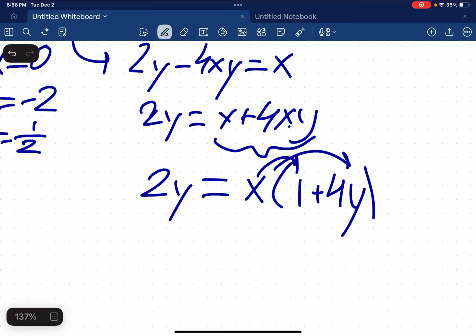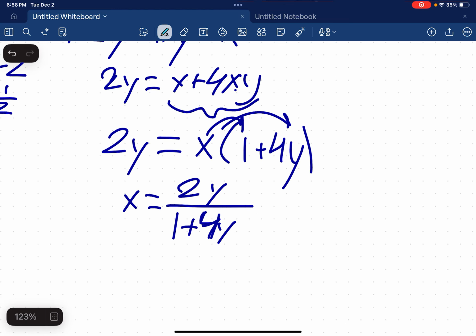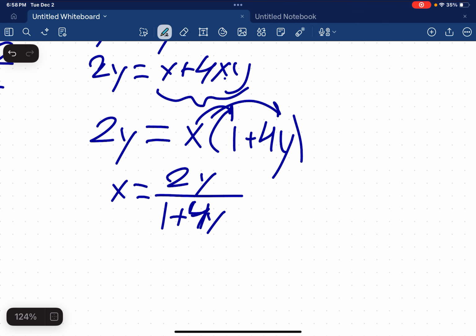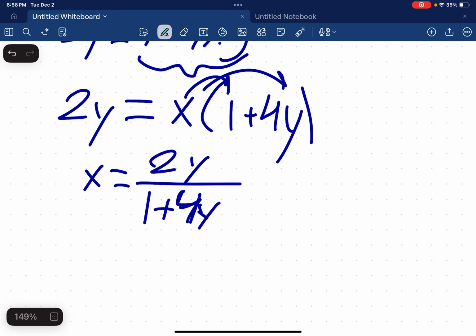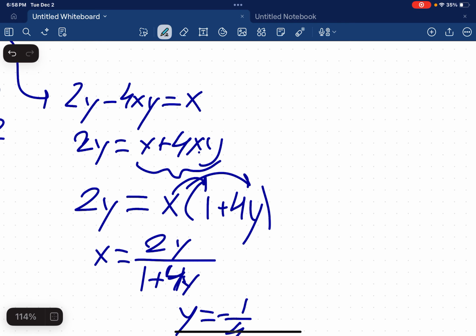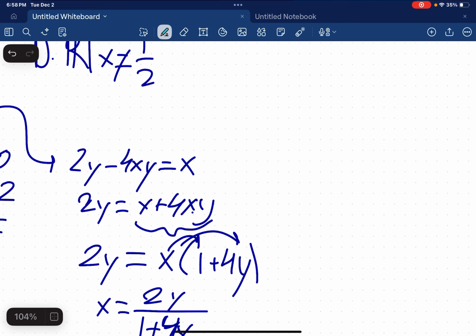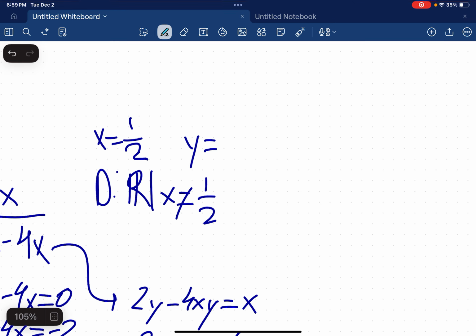So now we can divide both sides by 1 plus 4y to get 2y divided by 1 plus 4y is equal to x. And now for a horizontal asymptote, we just find out what y has to equal for the denominator to be 0, and in this case y has to equal negative 1/4. So we can already just write negative 1/4 here, and that means our range is going to be equal to all real numbers such that y does not equal negative 1/4.